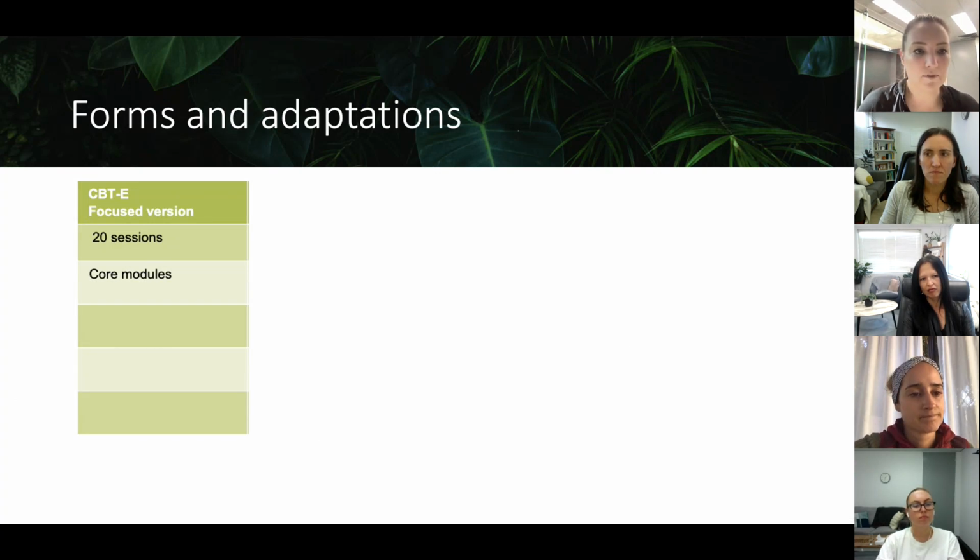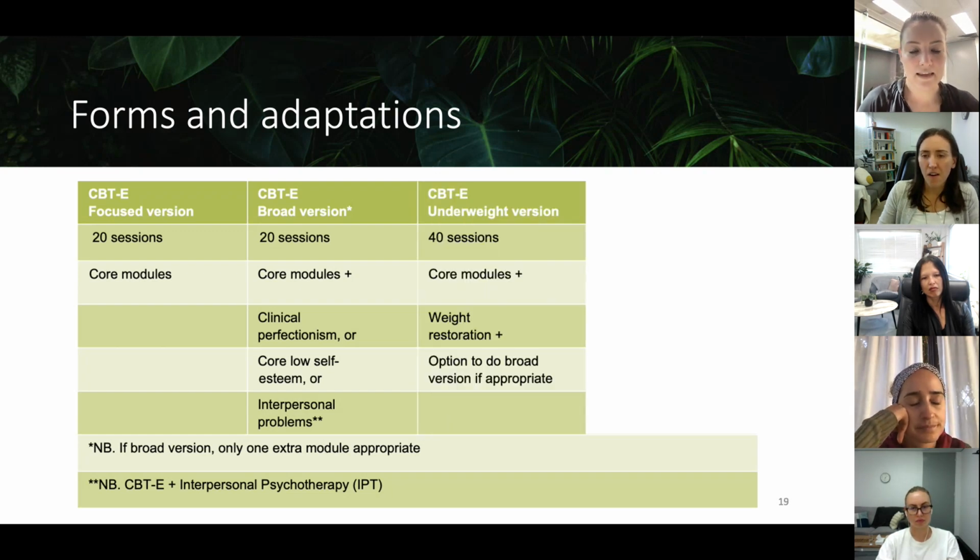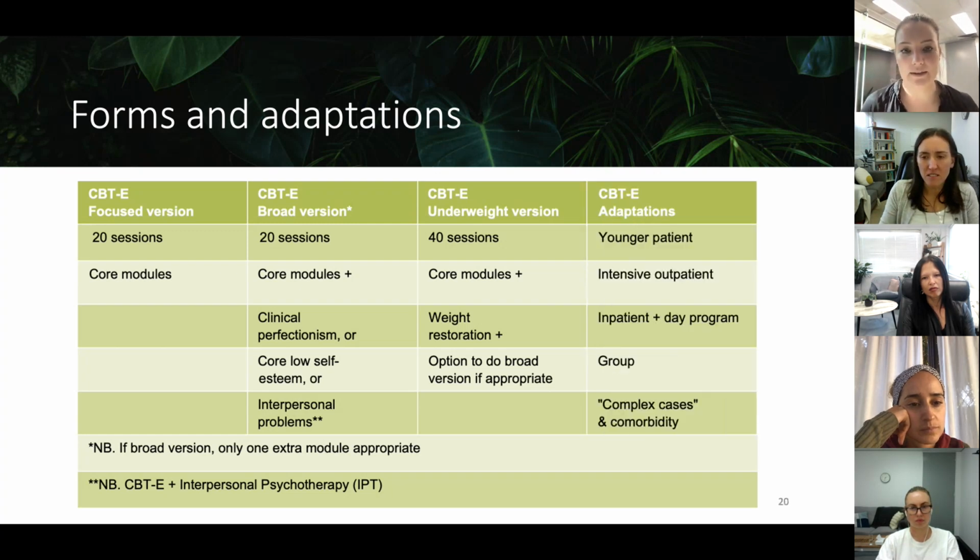So this is just a quick little summary. The forms and the different forms and adaptations in just a summary table. So we've got the focused version in the 40-session version, the broad version in the 20-session version, which obviously then has the additional modules below it. There's the CBT-E underweight version, which is the 40-session version, and you may do that focused or broad. And then there's some of the adaptations that we talked about for younger patients, inpatient, and I didn't talk about group adaptations.